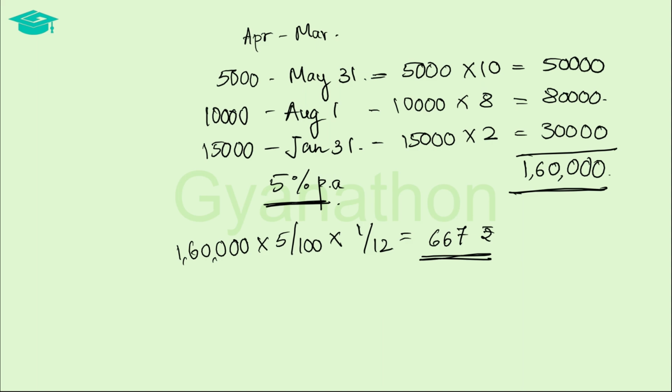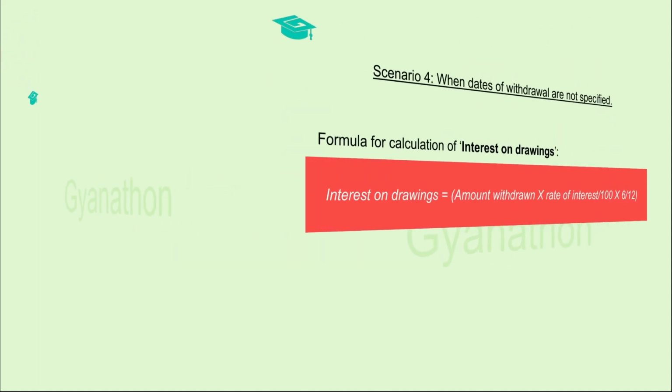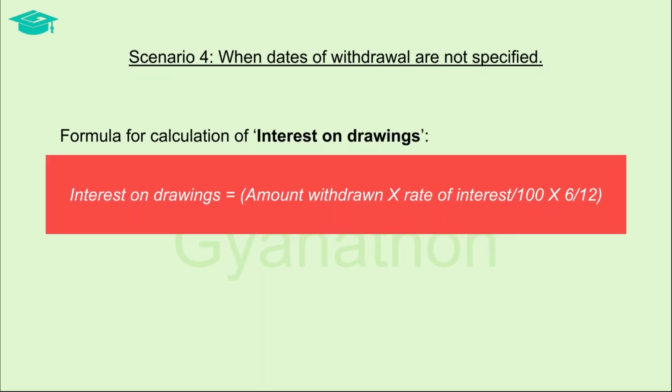But what happens when we don't know the dates of withdrawal at all? Let's see. When the date of withdrawal is not at all mentioned, then we can assume that the amount was withdrawn evenly throughout the year. And so, for the purpose of calculation of interest on drawings, the period can be taken as 6 months. The formula for calculation of interest on drawings in such cases will be the amount withdrawn multiplied by the rate of interest multiplied by 6 by 12, as we can consider the period to be 6 months where the date is unavailable.